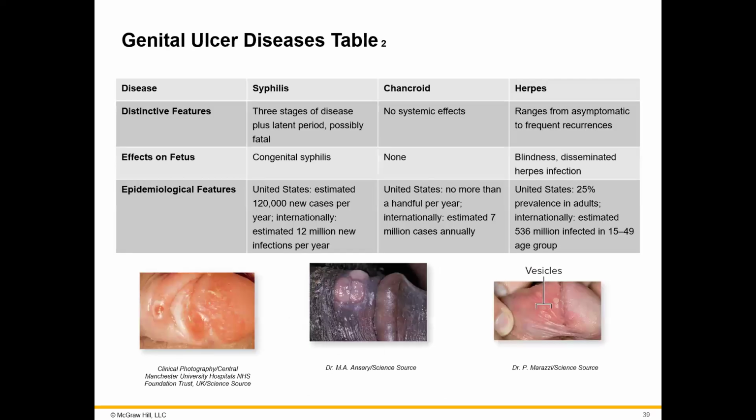I meant to have a video of it and I forgot to put one. Here are some images of these illnesses just to compare them. When we have syphilis, we have this small, hard chancre, whereas in chancroid, we have the large, soft chancre. And then in herpes, we have these smaller vesicles that will appear on the genital area.